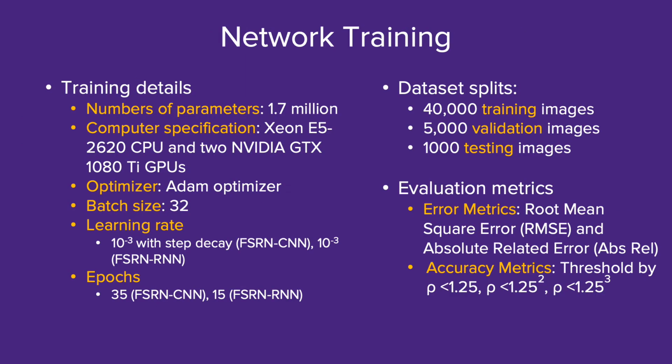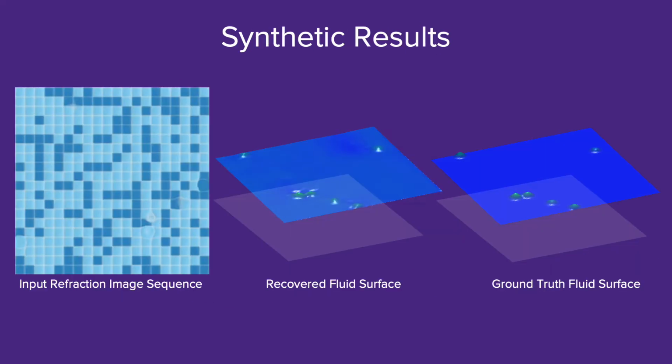We train our network with 1.7 million parameters on 40,000 images from our dataset. The training time is around 6 hours. Our CNN and RNN subnet are trained separately. We first perform synthetic experiments on 1,000 images from our dataset. Our testing images do not overlap with the training ones.